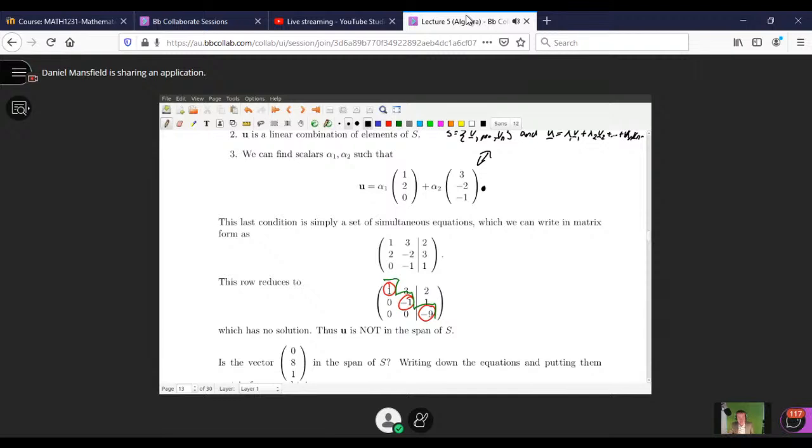Geometrically, what does this thing look like? Well, here's your plane. This is the span of the two vectors, 1, 2, 0 and 3, minus 2, 1. And say this is the origin. This is a nice subspace of R3. And here's your vector U sticking out like that. It's not in the plane. Geometrically it looks like that. Algebraically, it's not possible.